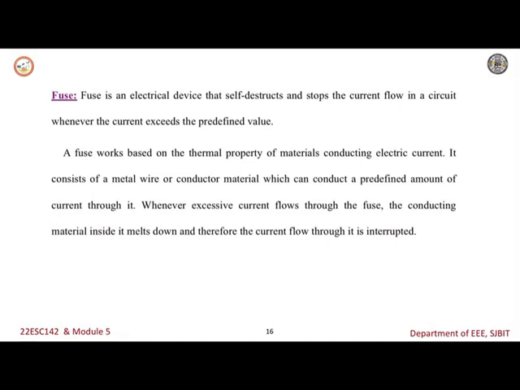A fuse is an electric device that will self-destruct and stop the current from flowing in a circuit whenever a high amount of current flows through it. Whatever fuse we take, it has a certain amount of current that can flow through that fuse wire. If more current flows through it, the fuse will get heated up, melt and break. So there will be an open circuit, and the current will not flow. This is how your fuse works. It self-destructs and stops the current from flowing.